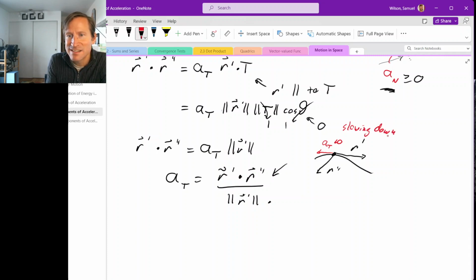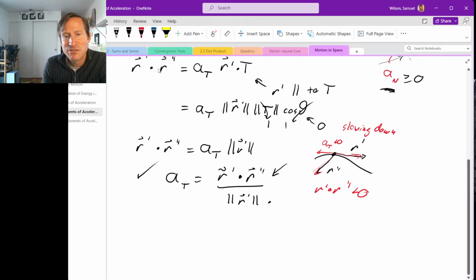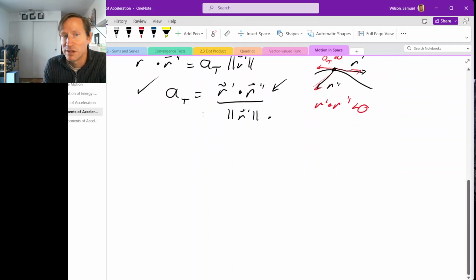And this is exactly the situation when r prime dot r double prime is going to be less than 0, because r double prime is pointing mostly away from r prime. So it does make sense that this dot product in the numerator could be negative, or it could be positive. It's positive when you're speeding up, and it's negative when you're slowing down. Okay, so we figured out the tangential acceleration. Now let's see if we can figure out the normal acceleration.